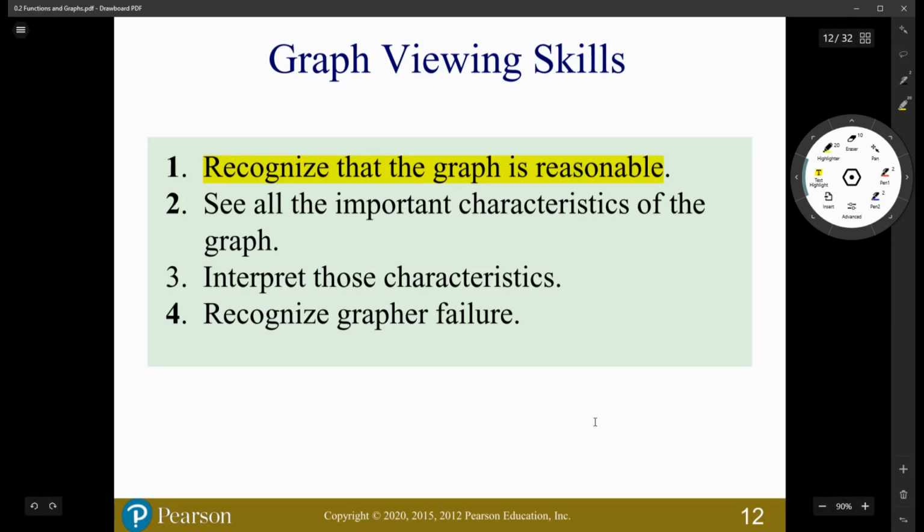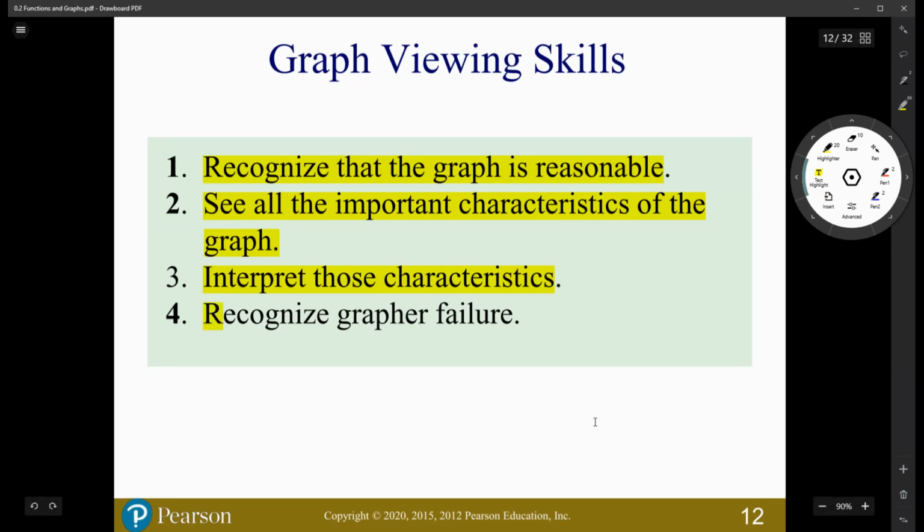Two, we want to be able to see all the important characteristics of the graph. Does this graph have an asymptote? Does it have maximums and minimums? How many times does it cross an X or a Y axis? We need to interpret those characteristics. So where are those characteristics coming from? Why does it have a vertical asymptote? Is there something in the equation that can tell me this?